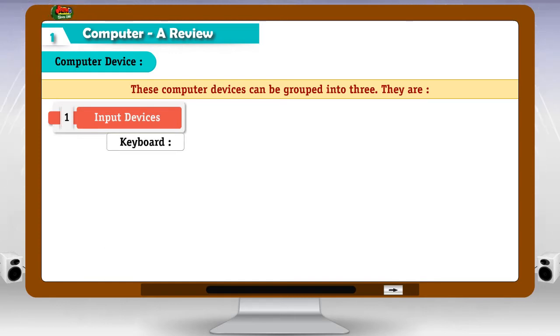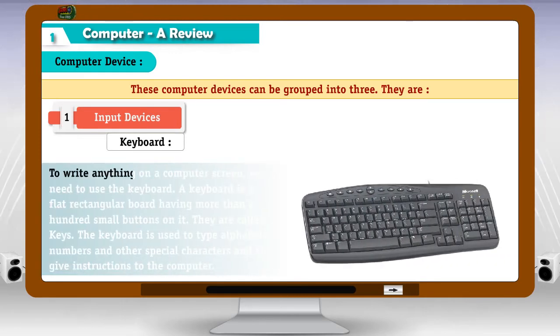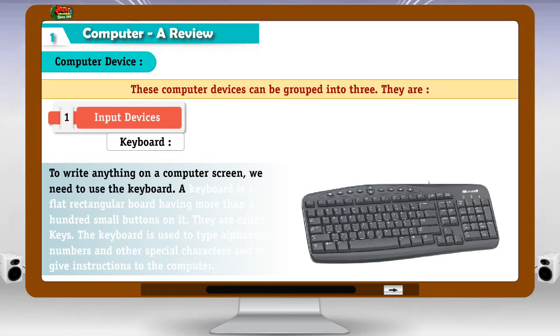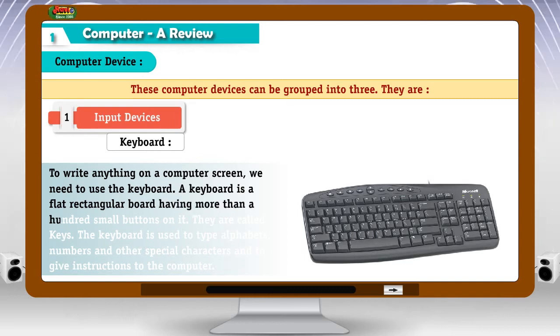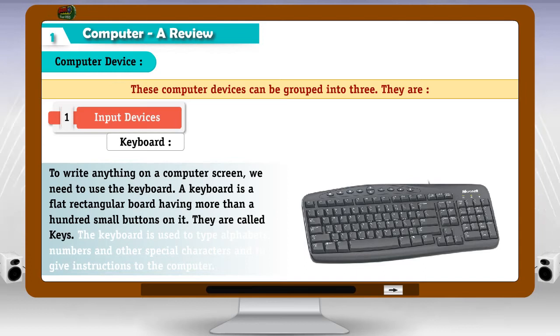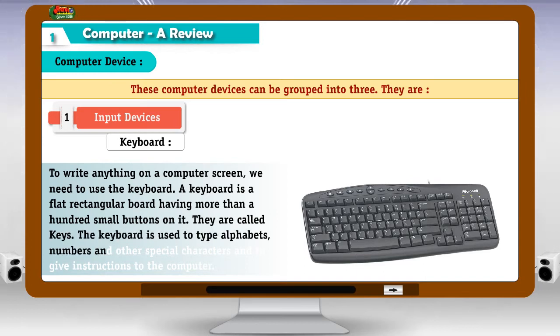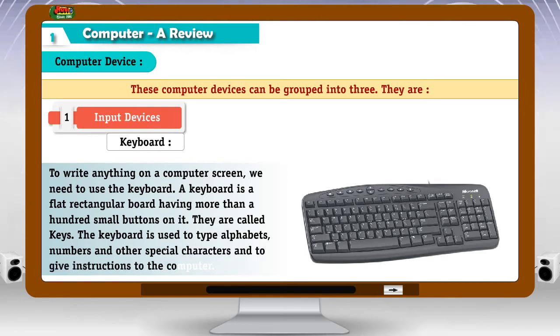Keyboard. To write anything on a computer screen, we need to use the keyboard. A keyboard is a flat rectangular board having more than 100 small buttons on it. They are called keys. The keyboard is used to type alphabets, numbers, and other special characters and to give instructions to the computer.